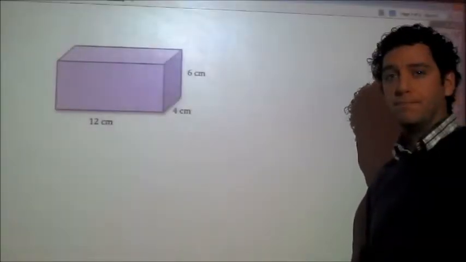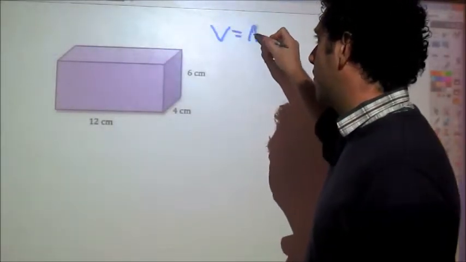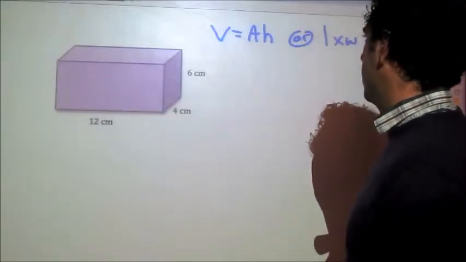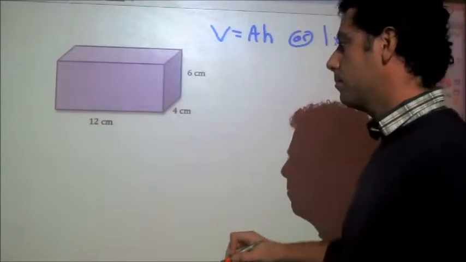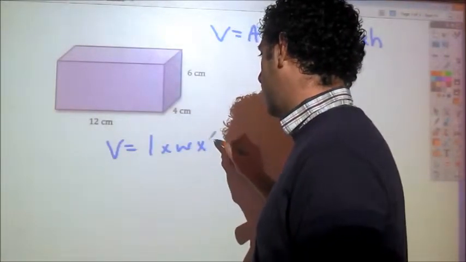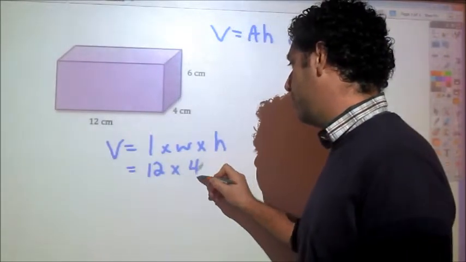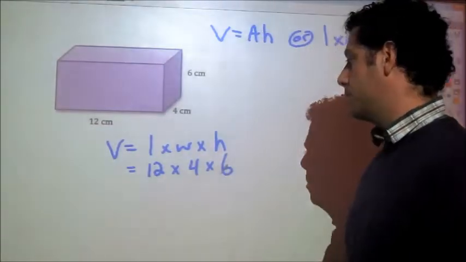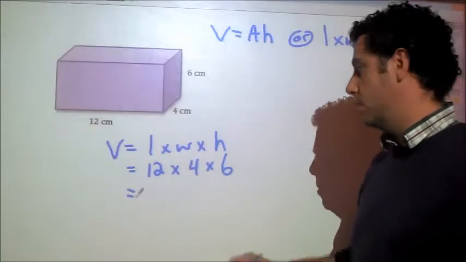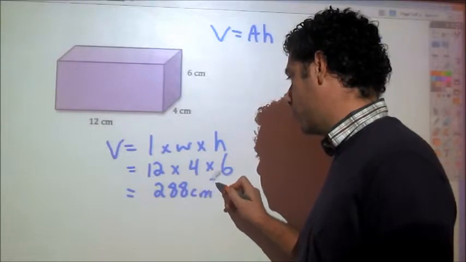Let's try one more example. Remember, our volume formula is the area of the base times the height, which is the same as saying length times width times height. So in this case, the length is 12, the width is 4, the height is 6. 12 times 4 is 48. 48 times 6 is 288 cubic centimeters.